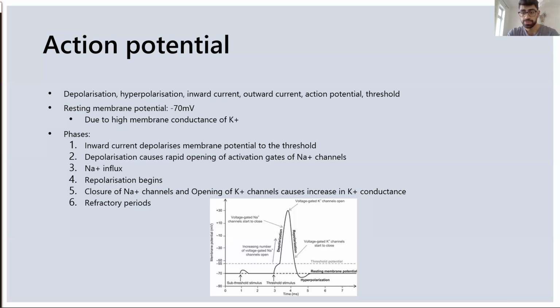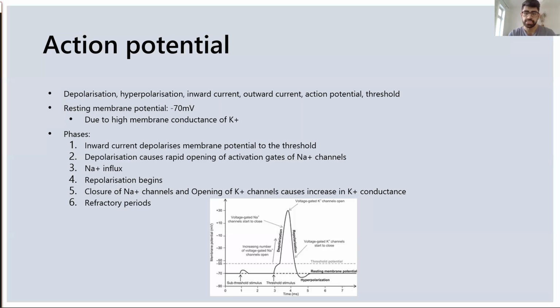So how does it work? How is it broken down? Well, we have different phases, and it's very important to know the phases and to match up the phases to the graphs. Depolarization, first of all, makes the membrane potential less negative, so the cell interior becomes less negative. Hyperpolarization makes the membrane potential more negative, so the cell interior becomes more negative.